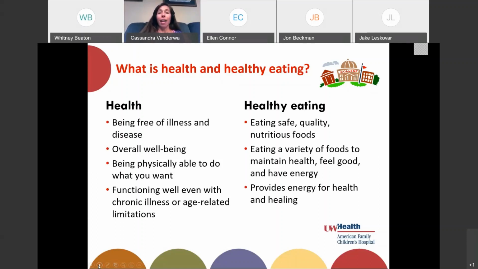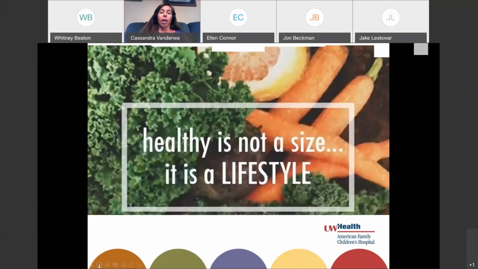Likewise, healthy eating doesn't have a definition either. It's very individualized. Oftentimes we find that people want to put certain diets on certain disease states or certain lifestyles, but that's not the case. It's very individualized to genetics, heritage, culture, social aspects. However, there are some principles that we know: eating safe, quality, nutritious foods can promote health, however you define it, and good nutrition provides good energy to fuel your lifestyle. We also know that healthy is not a size. It's certainly a lifestyle. It's a compilation of things that we do.